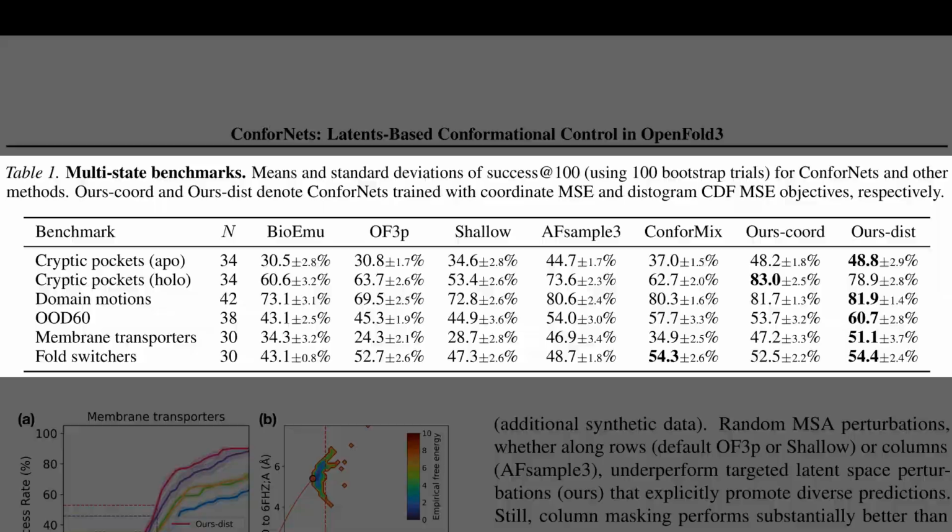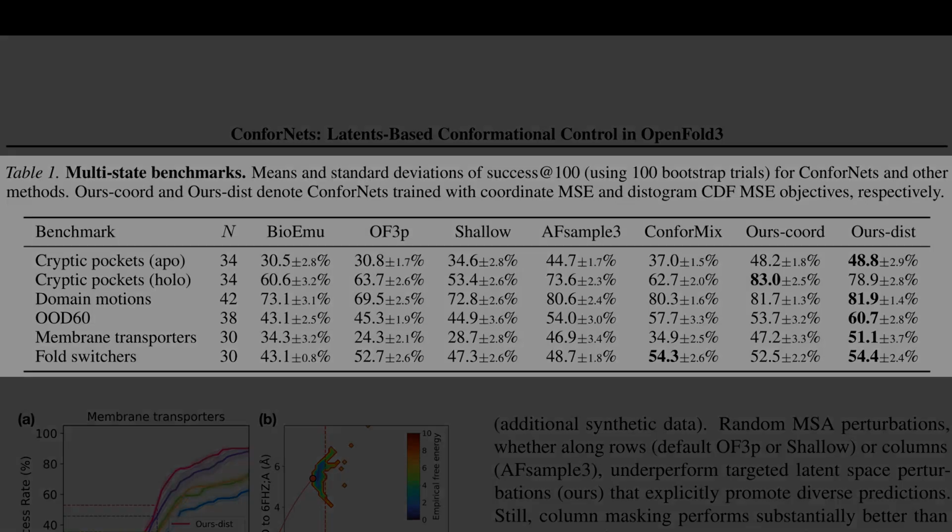Alright, while the previous figure showed how the model is built, Table 1 provides results across multi-state benchmarks, which test if the AI can find different biological shapes for the same protein. The proposed methods, labeled as Rs coordinate and Rs distogram, achieve the highest success rates in most categories. On membrane transporters, the distogram version reaches 51% success, which more than doubles the standard OpenFold 3 performance. This suggests that targeted latent perturbations are very effective.